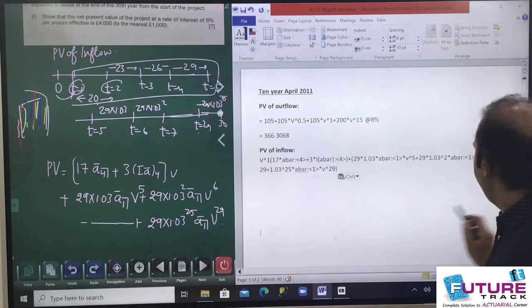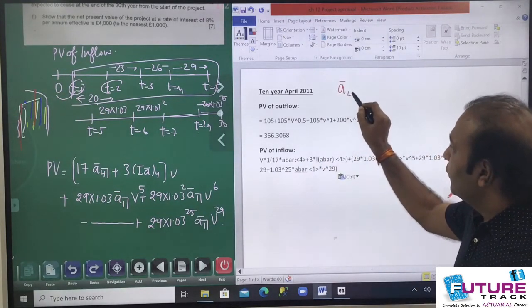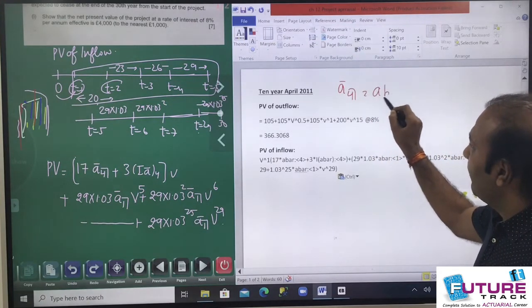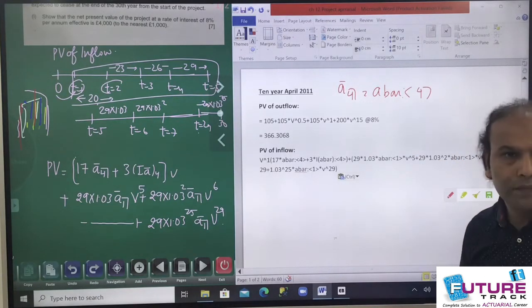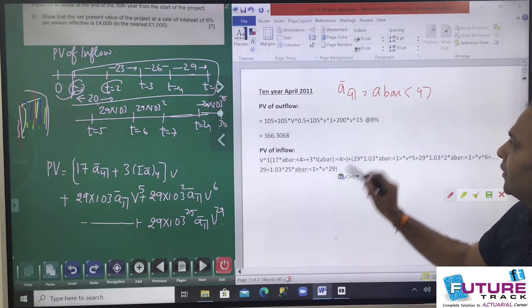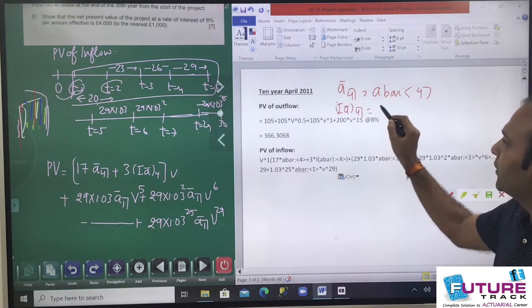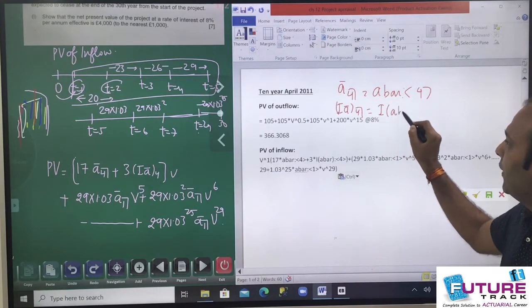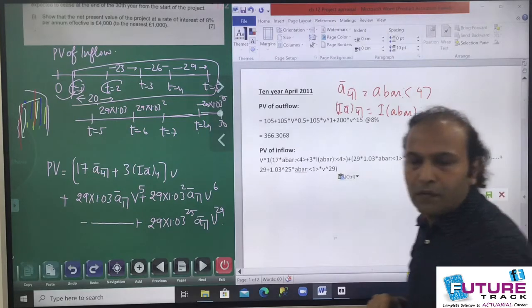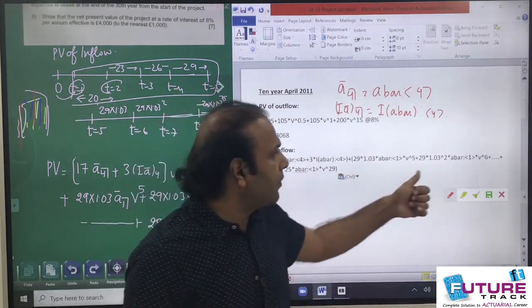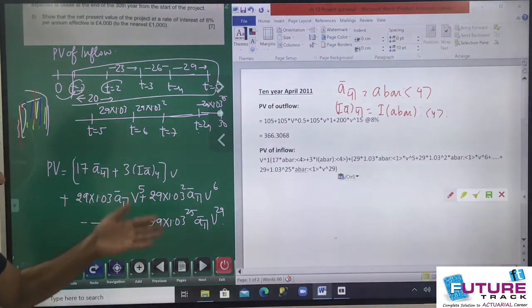See class, for A bar 4 we have the notation A bar colon 4, right? So for IA bar 4, we have the notation I bracket A bar colon 4, and similarly we have written the next expression. Fine. Now let's see the calculation part.